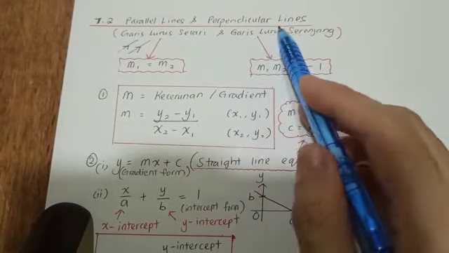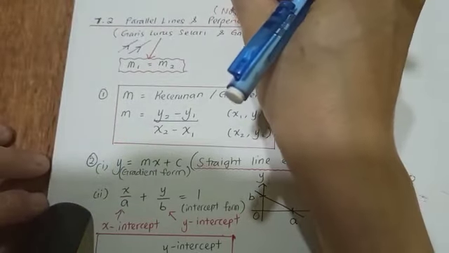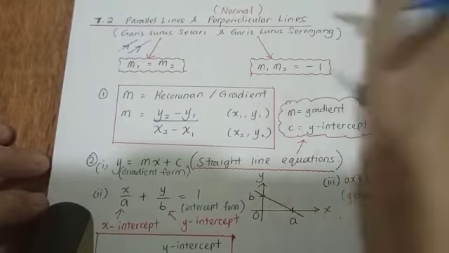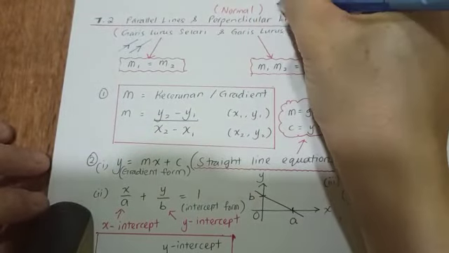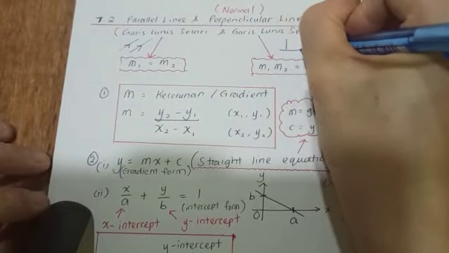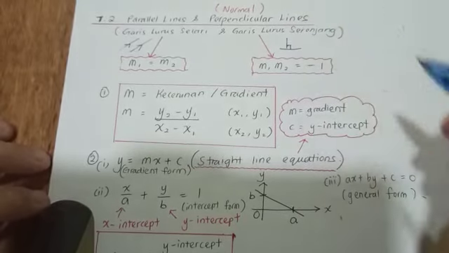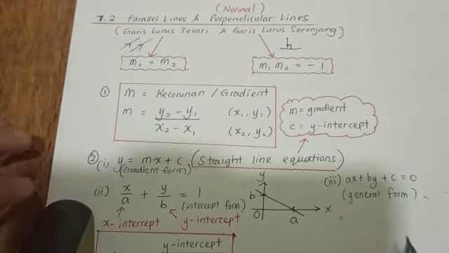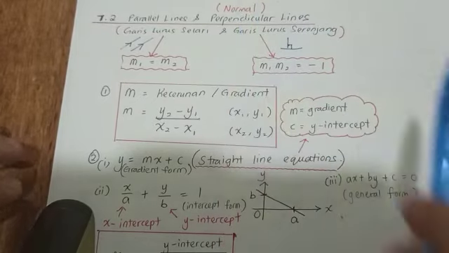However, for perpendicular lines, another name for perpendicular lines is normal. Normal means they will make a 90 degree to each other. Okay, so this is the meaning of perpendicular or normal lines.